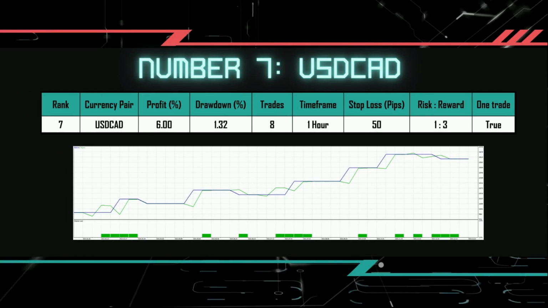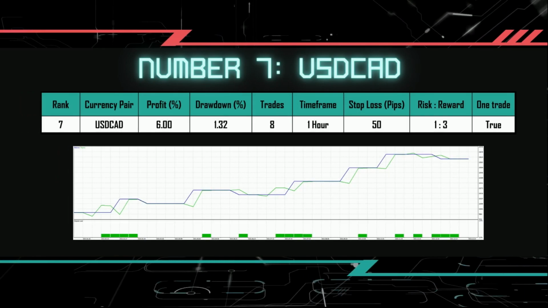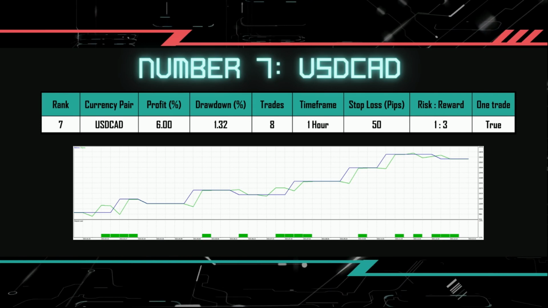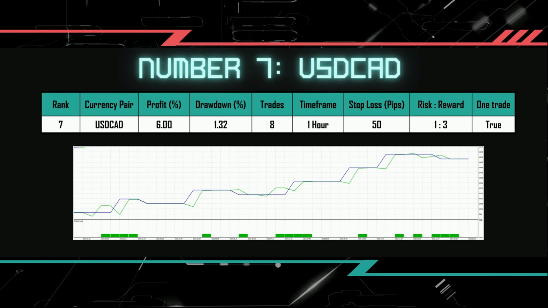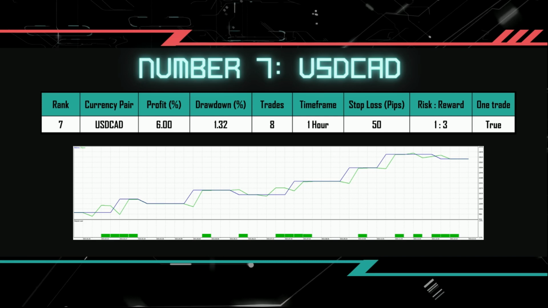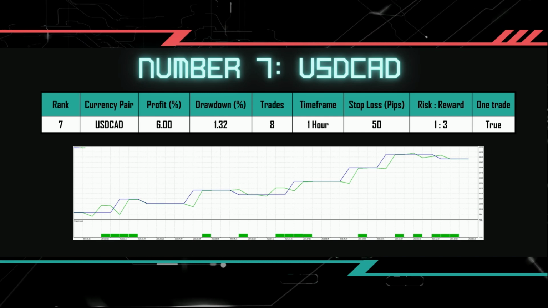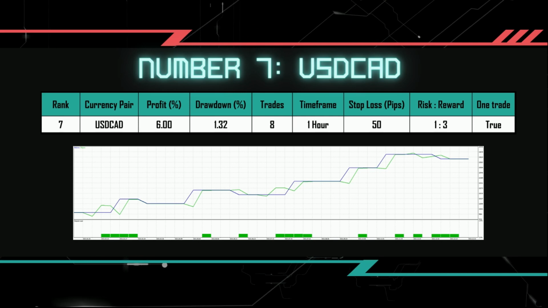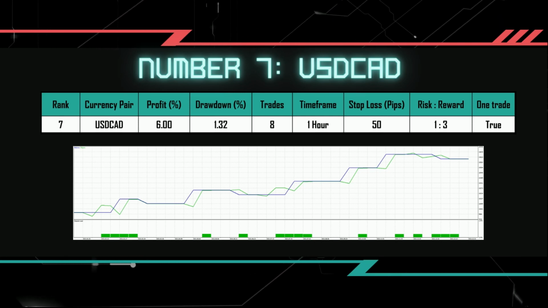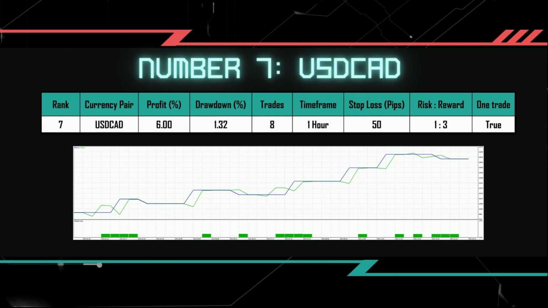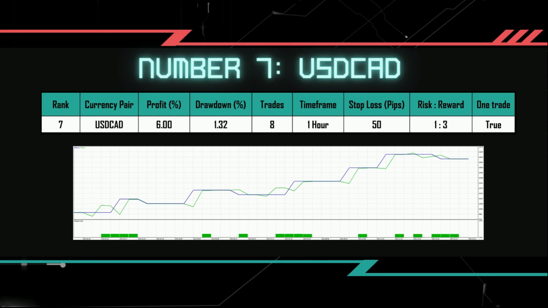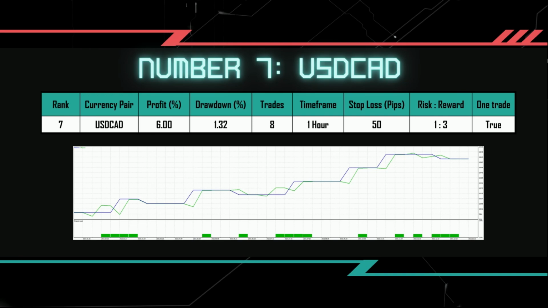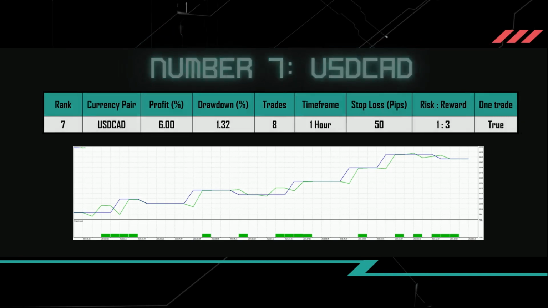Number 7, we have the US dollar and Canadian dollar. This pair achieved the same profit percentage as the US dollar and Japanese yen with only 8 trades executed. In addition, it has the lowest percentage drawdown among the top 10. The optimal settings for this pair are 1 hour time frame, stop loss level at 50 pips, risk to reward ratio at 1:3, and to only trade one trade at a time. I personally like the result and equity curve of this pair.